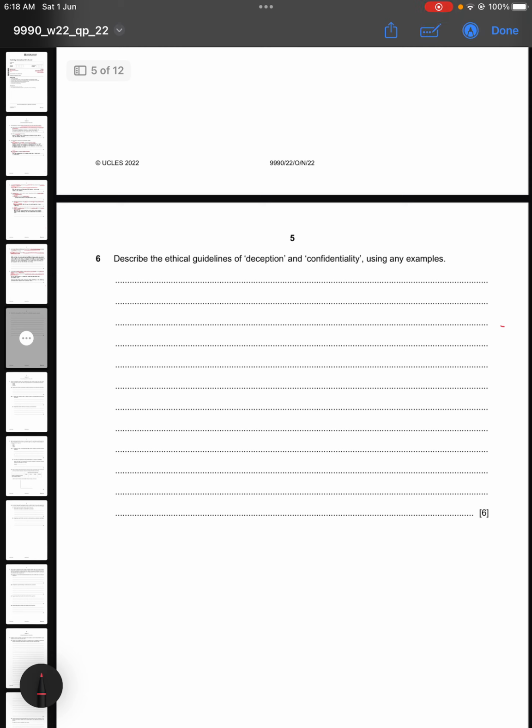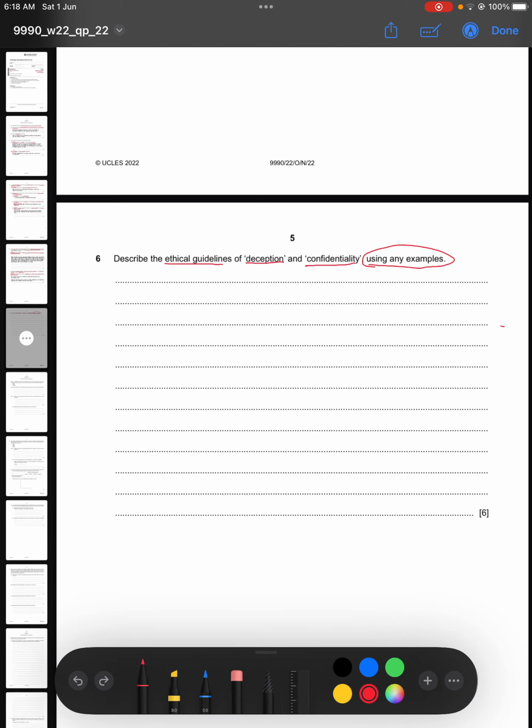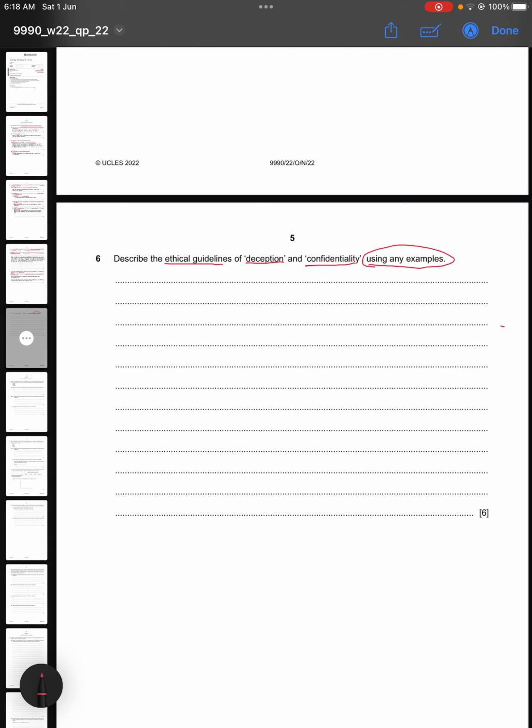Then question 6 says, describe the ethical guidelines of deception and confidentiality using any examples. So 3 marks per guideline. You are going to get 2 marks for describing what deception means, and then 1 mark for the example. So these are 3 marks, and the rest 3 are for confidentiality, 2 marks for what confidentiality refers to, and then 1 mark for providing any example of confidentiality.